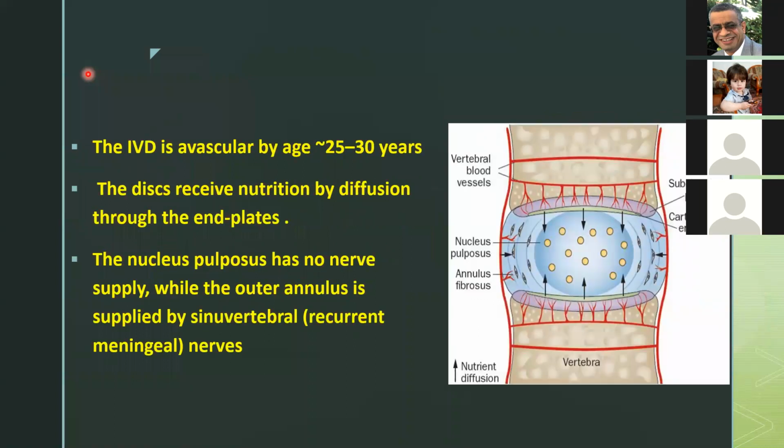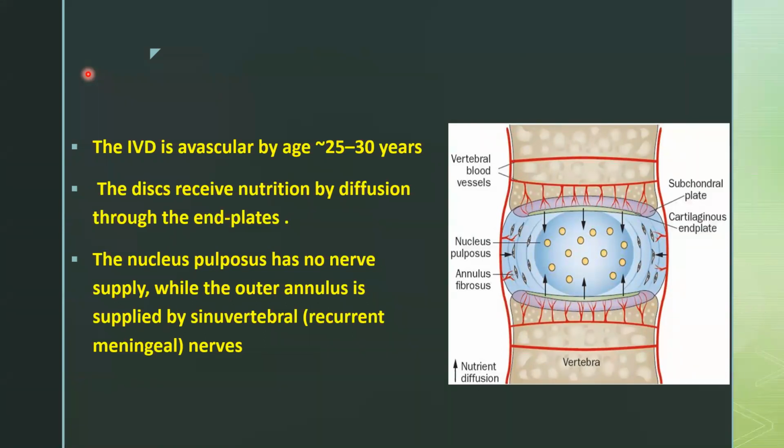The intervertebral disc is avascular by the age of 25 to 30 years. The disc receives nutrition by diffusion through the endplates. The nucleus pulposus has no nerve supply, while the outer annulus is supplied by the sinuvertebral recurrent meningeal nerves.